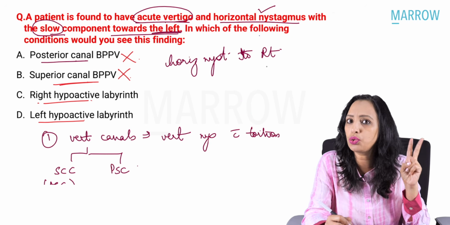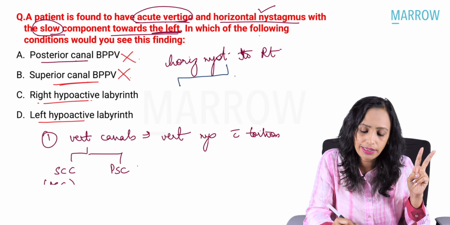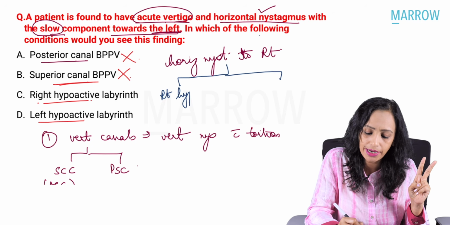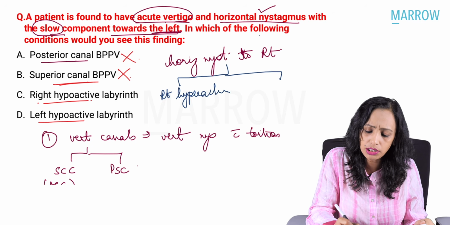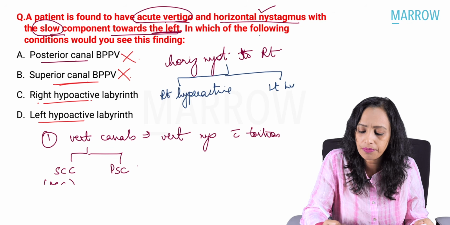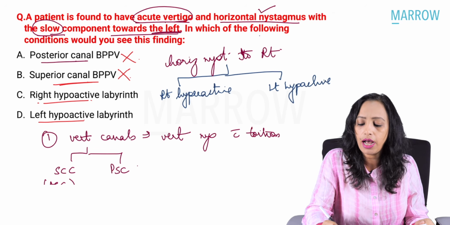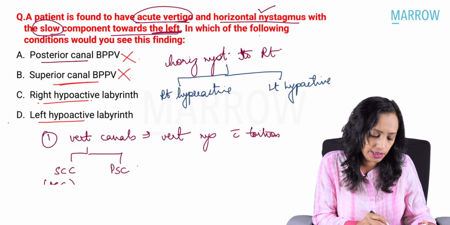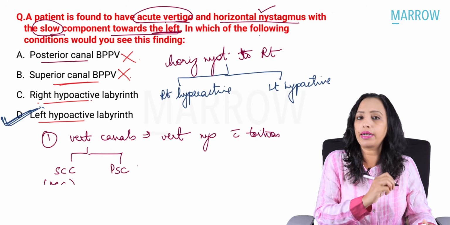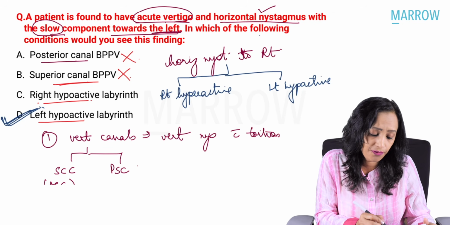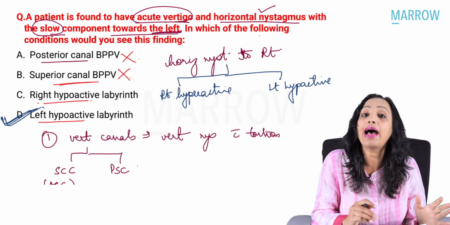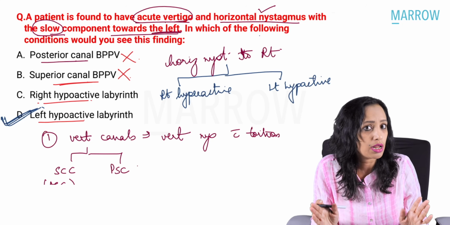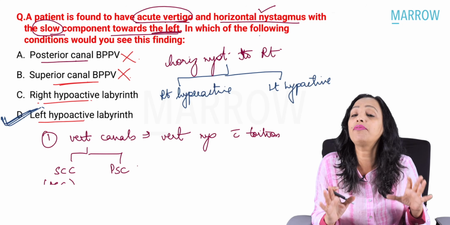right side, what are the two differential diagnoses that you have? Then it can be either a same side hyperactive lesion, right hyperactive, or it can be a left hypoactive lesion. Is that very clear? So what is the diagnosis here? It is a left hypoactive lesion. Or if the choice given was right hyperactive labyrinth, then we could have also marked right hyperactive lesion.